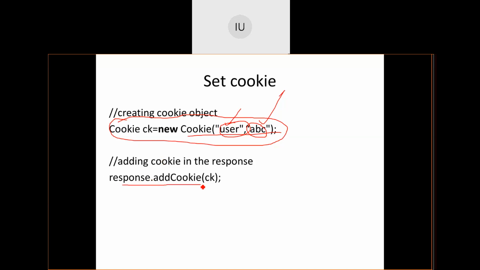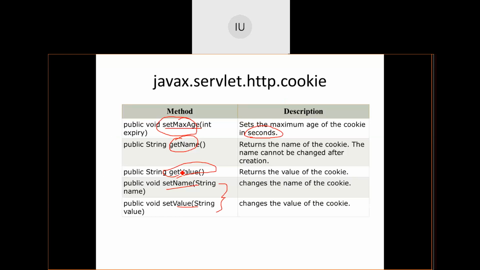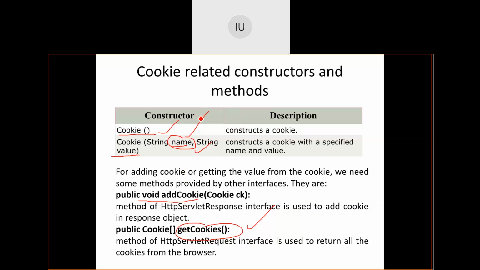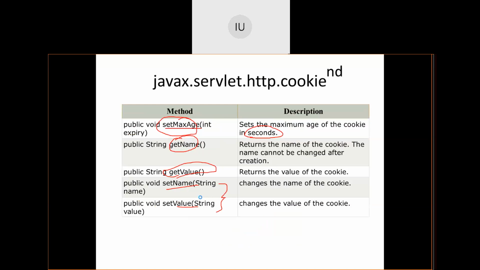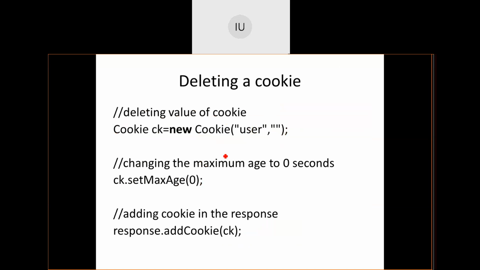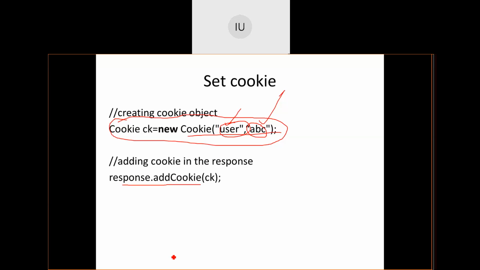Then how do I add this to the response? I will add this to the response by using add cookie. If I go back, I have written the same thing. First thing is construct the cookie or create the cookie. Then the created cookie is added to the list. Then when you want to extract, you can extract it by using what is called get cookies. So these two lines of code will create a cookie and add the cookie to the list.